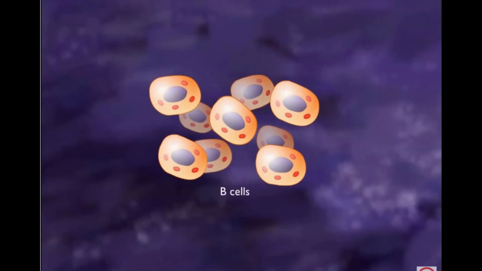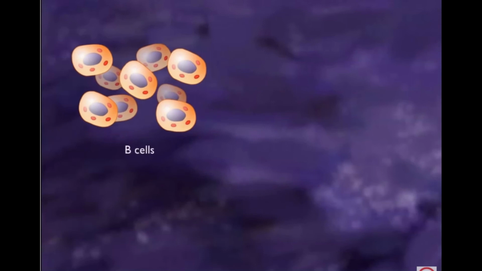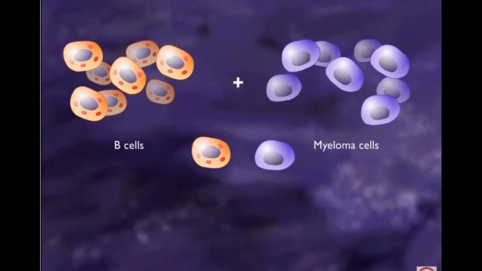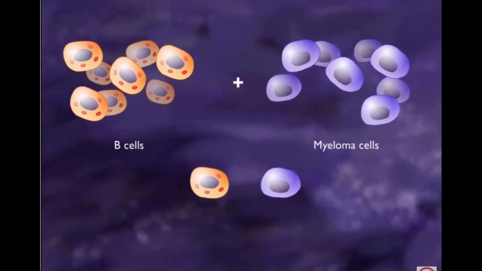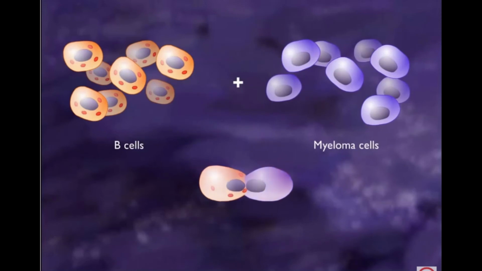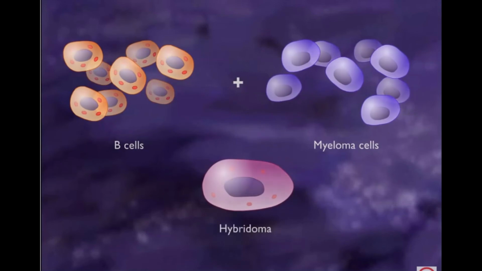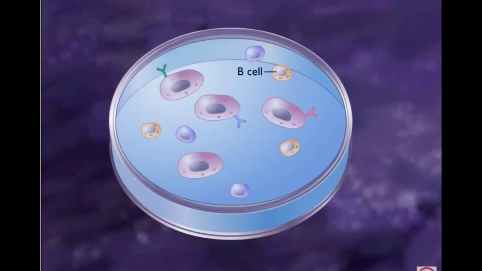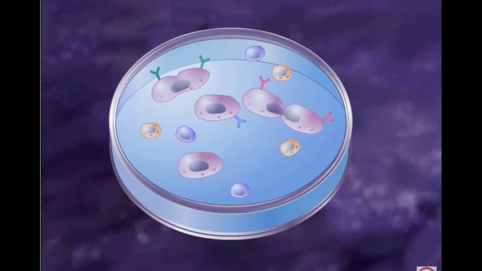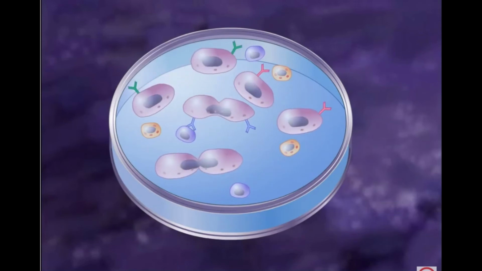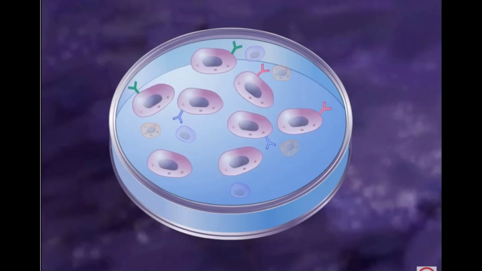B cells are isolated from the spleen and then mixed with myeloma cells, a type of cancer cell that grows continuously. Addition of polyethylene glycol causes the two types of cells to fuse together to form cells called hybridomas. The mixture of B cells, myeloma cells, and hybridomas are cultured under conditions which permit growth of only the hybridoma cells. Each hybridoma cell will produce a single type of antibody against a single epitope.